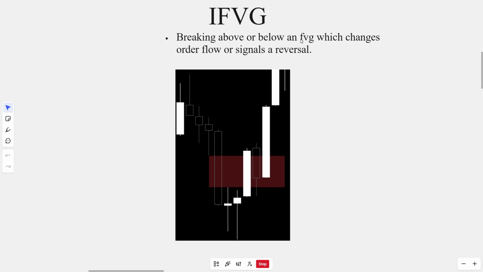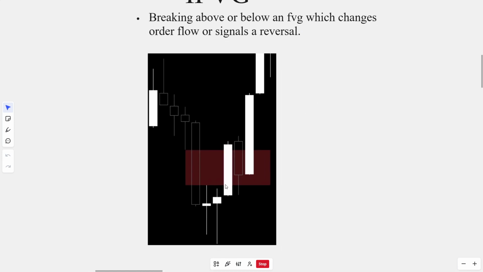It's breaking above or below an FVG, which changes order flow or signals a reversal. As you guys can see here, our change in state is somewhere here. Our fair value gap is here. Since we were in a sell program here, I just took a screenshot, but you can see a high time frame picture. But then change in state is here. There's a series of down close candles. Then we have a fair value gap here.